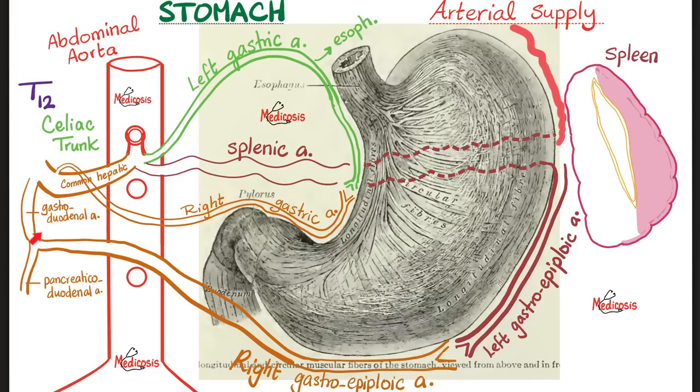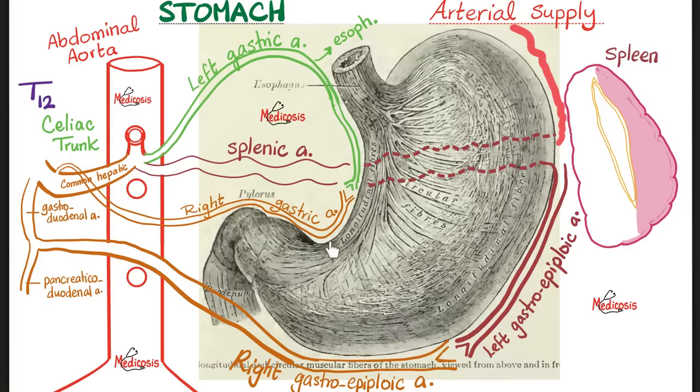The gastroduodenal artery will subdivide into right gastroepiploic artery to take care of this part of the greater curvature of the stomach, and the pancreaticoduodenal artery. So let's pause and review the arterial supply of the stomach. Starting at the lesser curvature, here we have the left gastric artery, which is a branch of the celiac trunk.